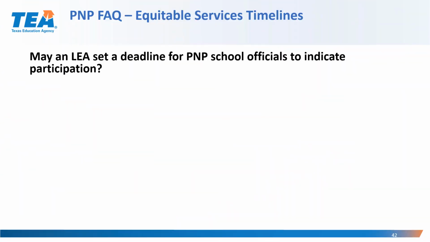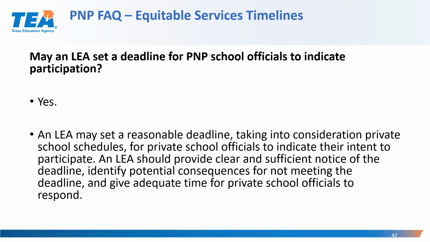May an LEA set a deadline for PNP school officials to indicate participation? The response is yes. An LEA may set a reasonable deadline, taking into consideration private school schedules, for private school officials to indicate their intent to participate. An LEA should provide clear and sufficient notice of the deadline, identify potential consequences for not meeting the deadline, and give adequate time for private school officials to respond. This deadline should be provided to the private school in writing during a consultation meeting.